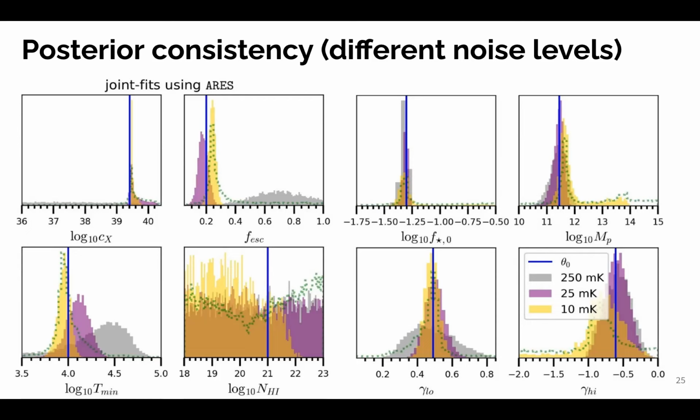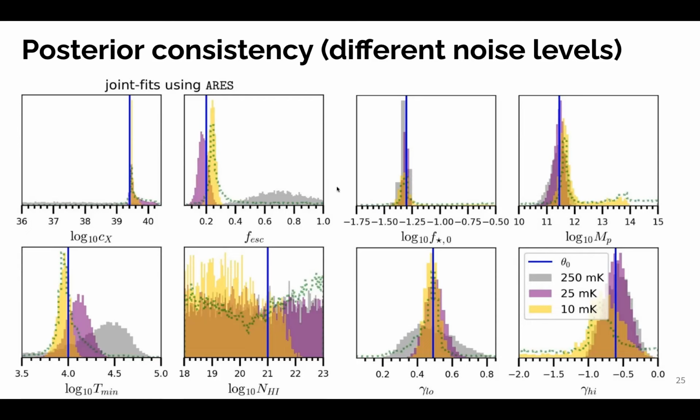And so we see as we go from 250 to 25, from the gray to the purple to the yellow, the posterior distribution is becoming more and more peaked around that fiducial value indicated by the blue line. It's also becoming more Gaussian, which is because it's satisfying the central limit theorem as we are increasing the number of samples.